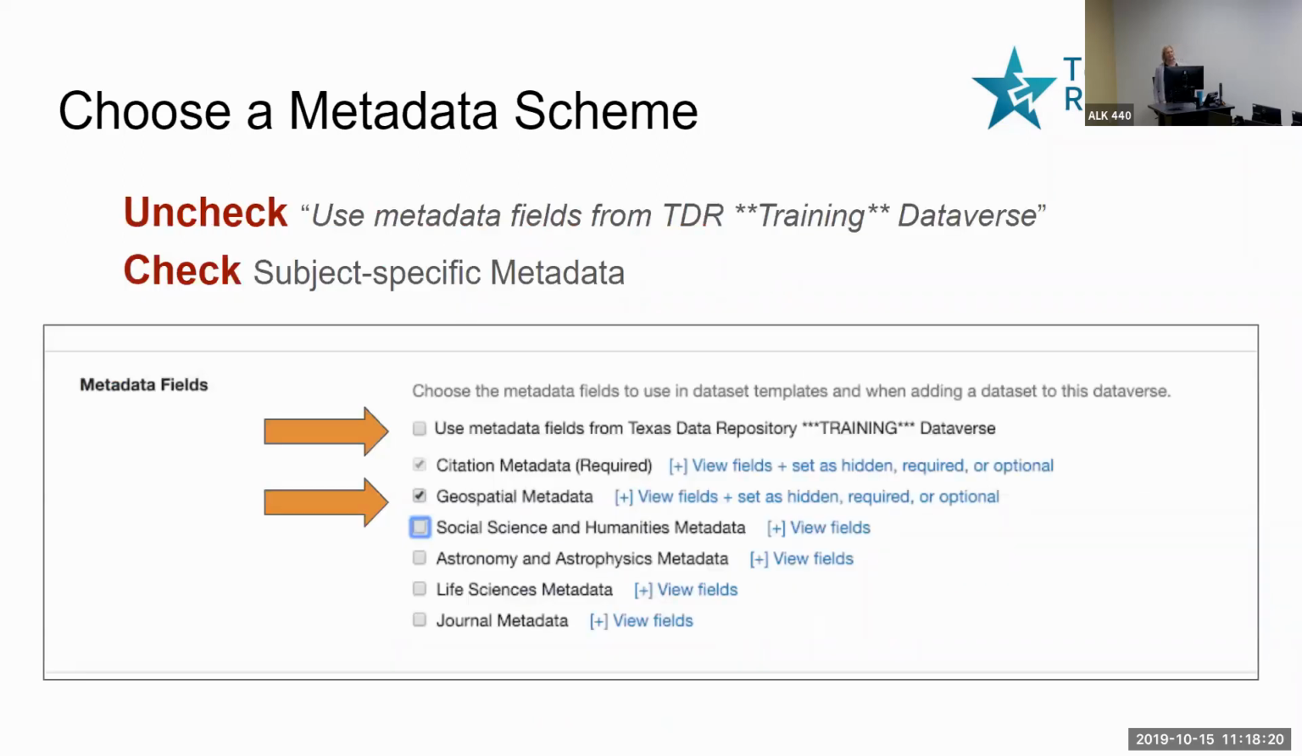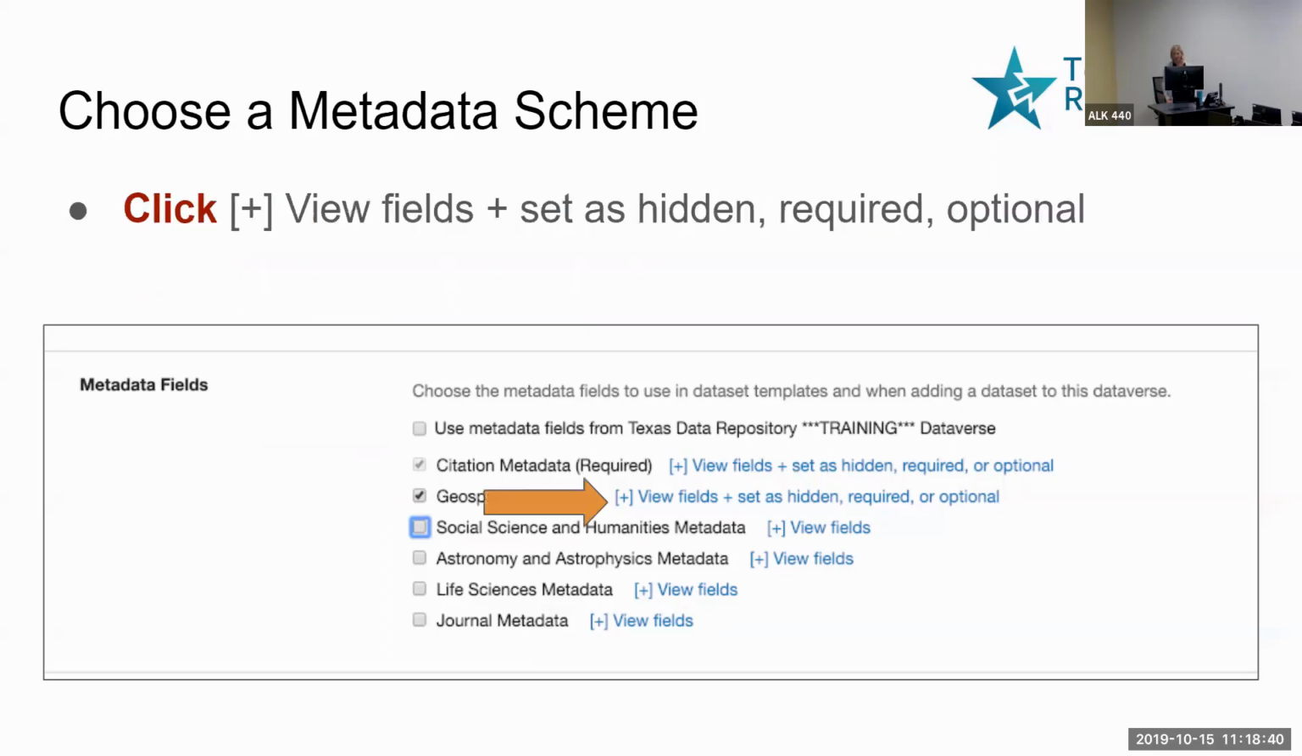But here you'll see if you would like to select different types of metadata, you will first uncheck the first box that says use metadata fields from TXST. And then you can select these other subject-specific, like geospatial or social science, astronomy, life science. When you click on those, to the right, you'll be able to view the fields, set them as hidden, required, or optional.